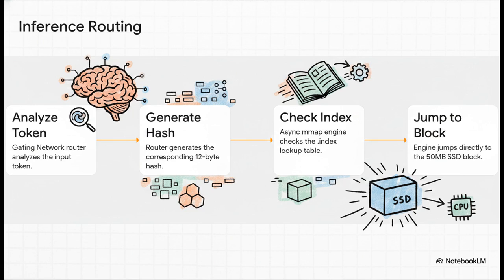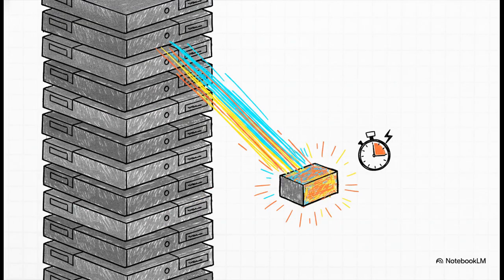The crazy part? While it's processing that block, it's already calculating and asynchronously firing the request for the next 12-byte jump. Because you're jumping via that index file, there is absolutely zero search delay. You are effectively getting O(1) time complexity. And the rest of your massive 60-gigabyte model just sits there, completely untouched on the drive.